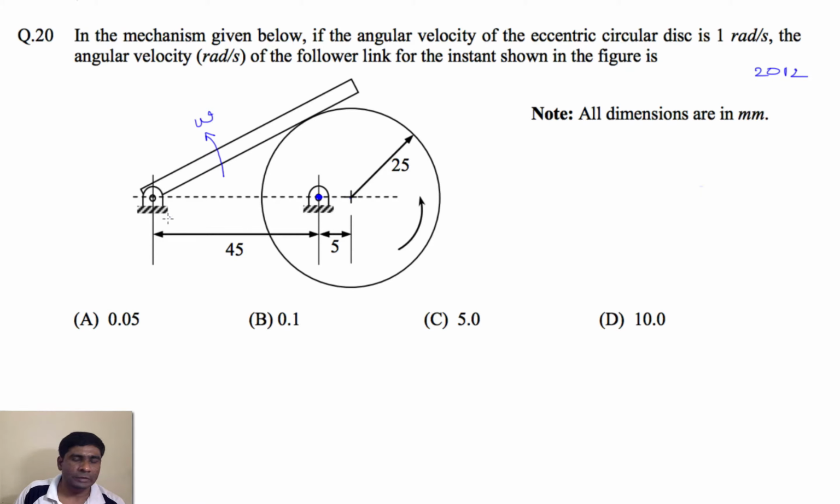First of all, let me name these links. This is link 1, this is link 2, and this is link 3. So we have 3 links. Here we need to find omega 2, and how do we find omega 2? Again the same procedure. First identify the instantaneous centers. What is the instantaneous center between link 1 and 2? That is I12 at this point.